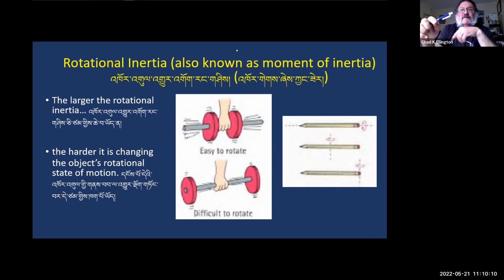We sometimes also refer to this as the moment of inertia. And often a symbol we use to represent this in physics is actually a capital I. I believe there are also a few physicists in like England who use a capital J to represent the moment of inertia.